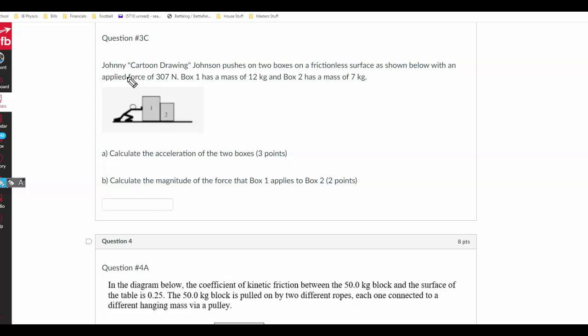Notice that Johnny Cartoon Drawing Johnson is pushing on 2 boxes, but he's only applying a force on box number 1. So let's say this is mass 1, this is mass 2. For mass 1, the FBD would look like this. We have FG1, we have FN1, we have the applied force, and then because box 1 is touching box 2, box 2 is pushing back on box 1. So we have F box right there.